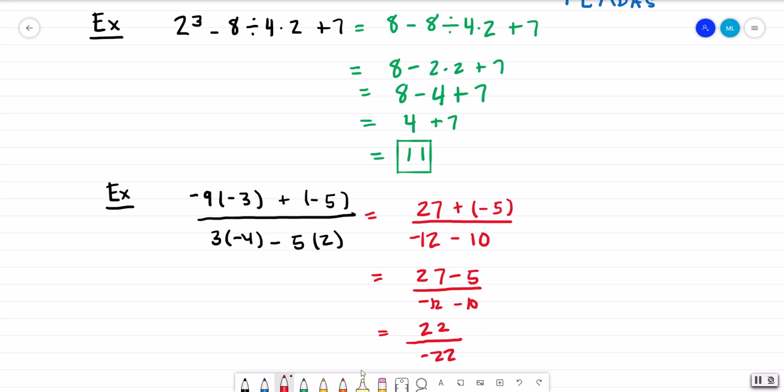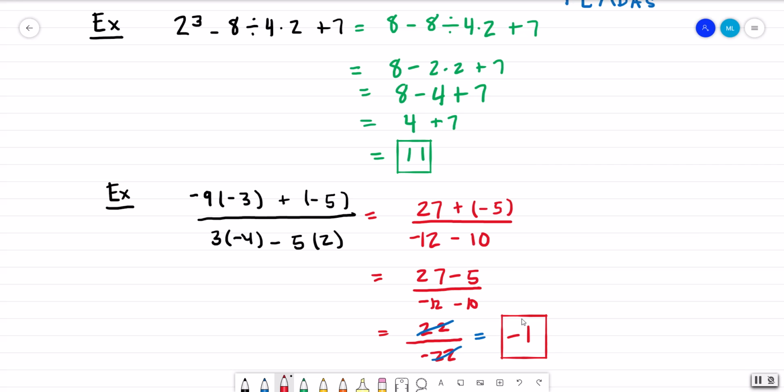Now, one thing you'll notice is that there will be some cancellation. The 22 cancels out, and that simplifies to negative 1. So that's going to be negative 1.